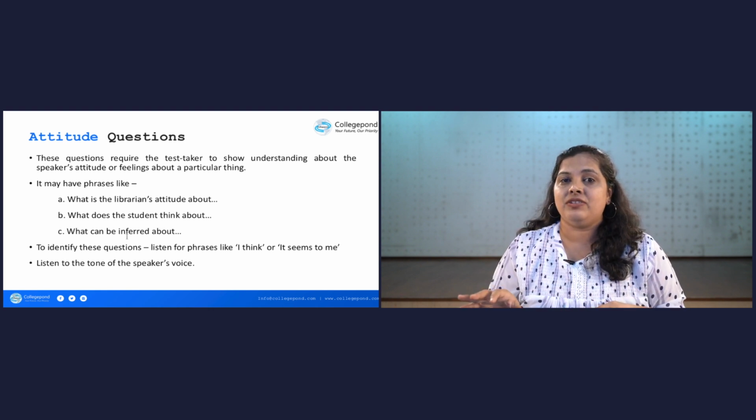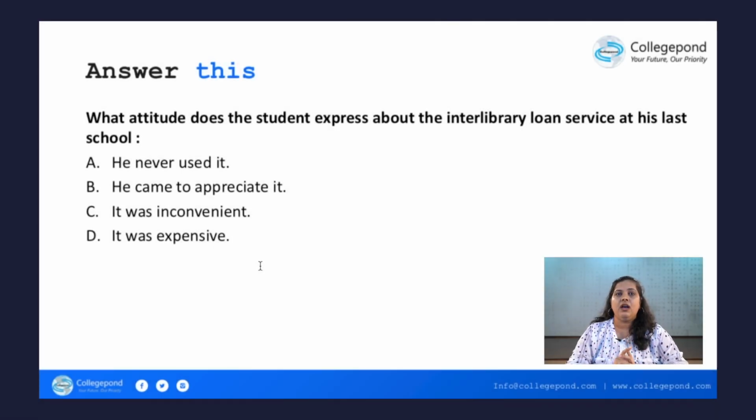Let's look at some questions to understand what this is all about. In this question, what attitude does the student express about the interlibrary loan service at his school? We did see that in the file, the librarian was talking about some kind of a loan system. So if he doesn't find a particular book in this library, she kind of recommends that he can look for the book in some other libraries. And for that, there's a truck waiting always outside the campus, and they could order the books and things like that.